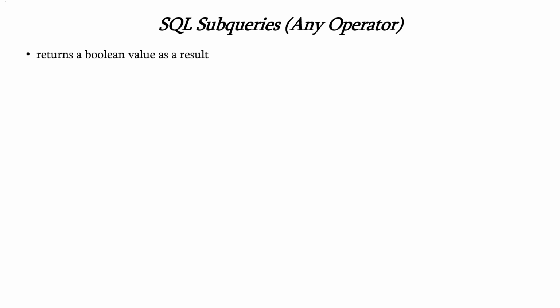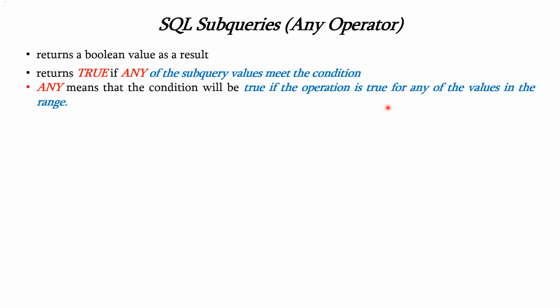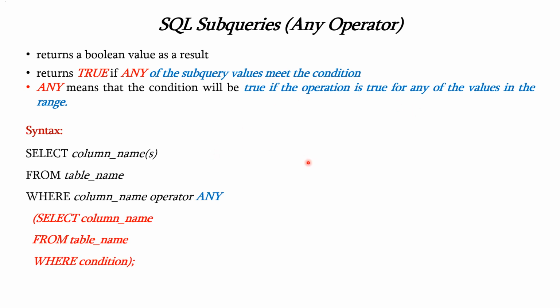Next we have the ANY operator. It returns a boolean value as a result. So it returns true if any of the subquery values meets the condition. ANY means that the condition will be true if the operation is true for any of the values in the given range. So the syntax is select column names from table name, where column name, and we can use any operator here like equal to, greater than, less than, etc., and use the keyword ANY and then write the subquery.